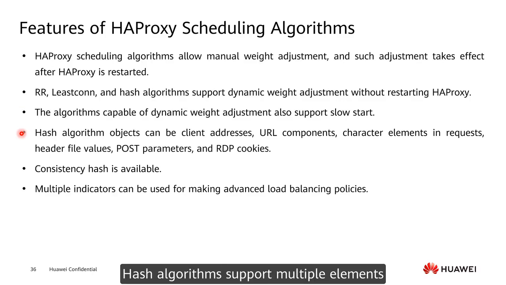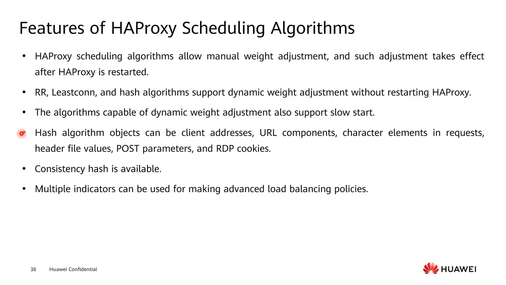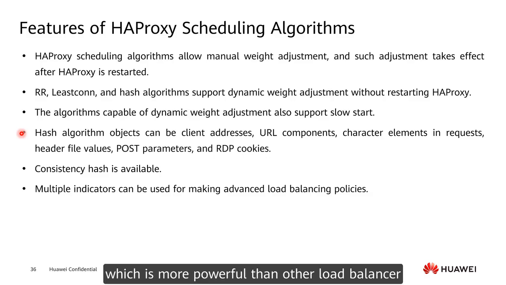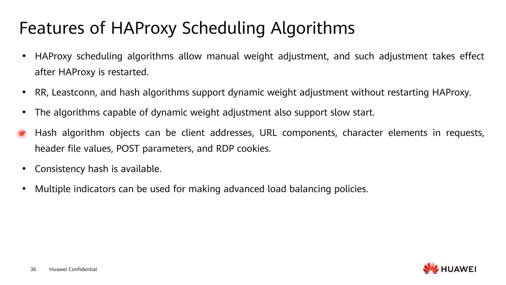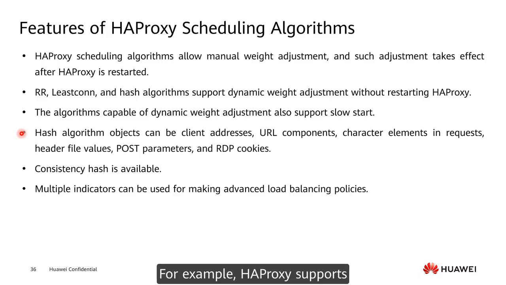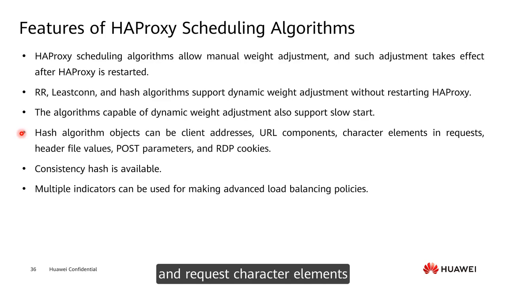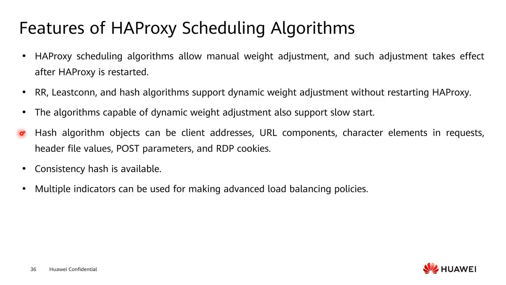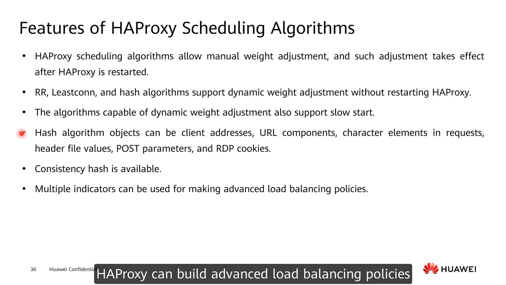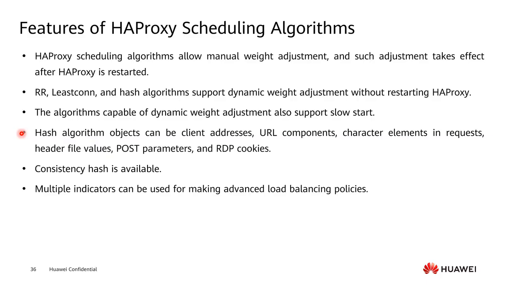Hash algorithms support multiple elements, which is more powerful than other load balancers. For example, HAProxy supports hash based on client addresses, URL components, and request character elements. Because it supports multiple metrics, HAProxy can build advanced load balancing policies.